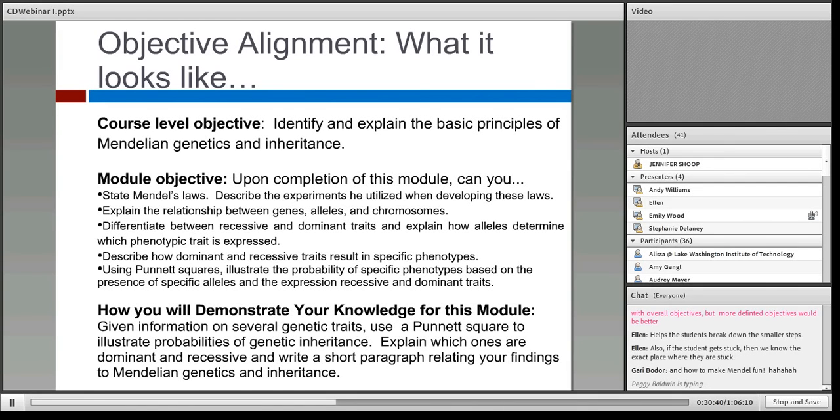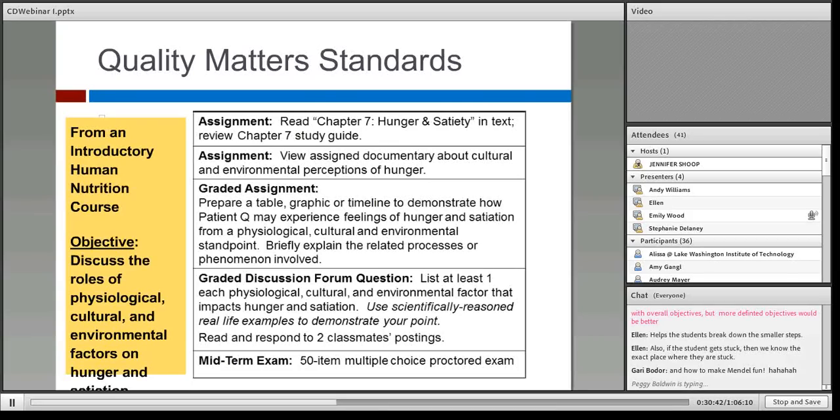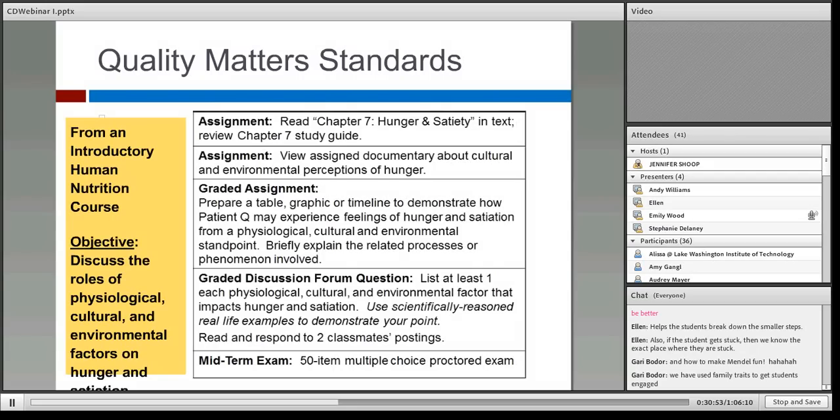Let me just move on here quickly. So this is a slide that really looks at another objective from a human nutrition course, and I think some of the objective might be cut off for some people, so I'm going to just read it. The objective is discuss the roles of physiological, cultural, and environmental factors on hunger and satiation.